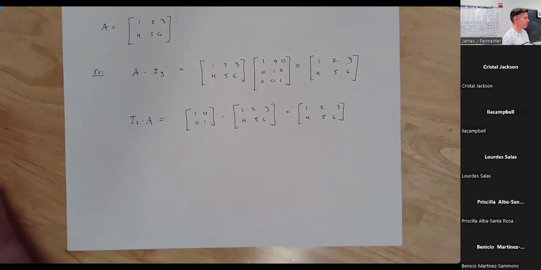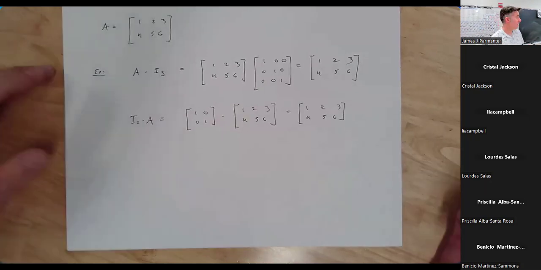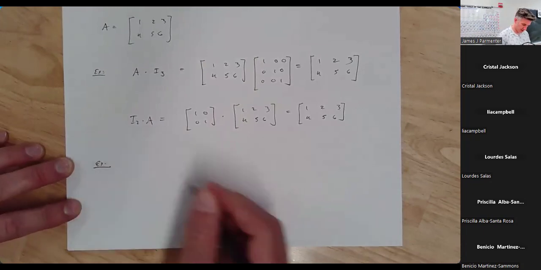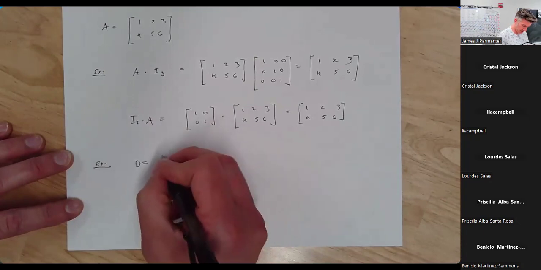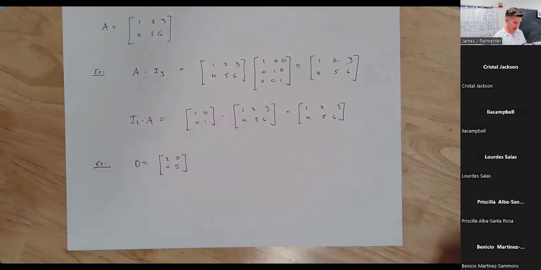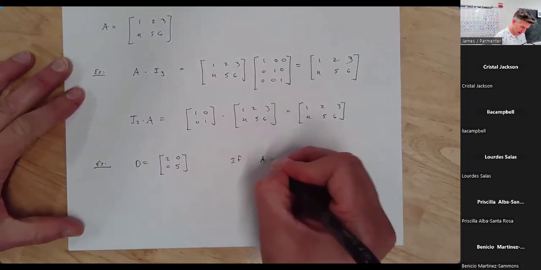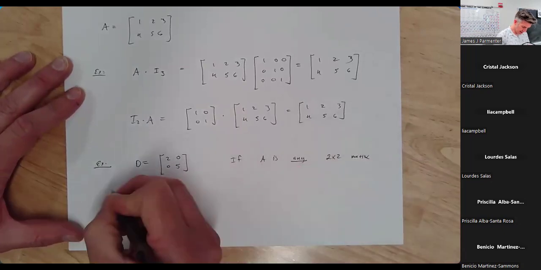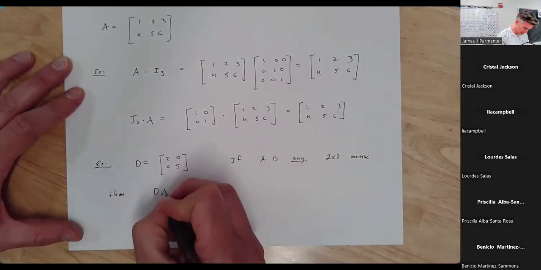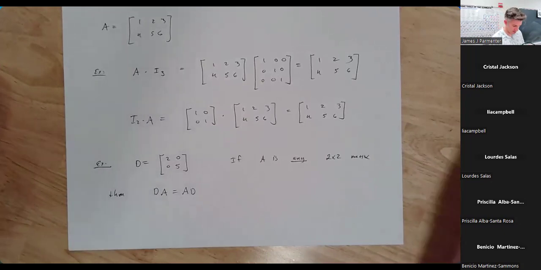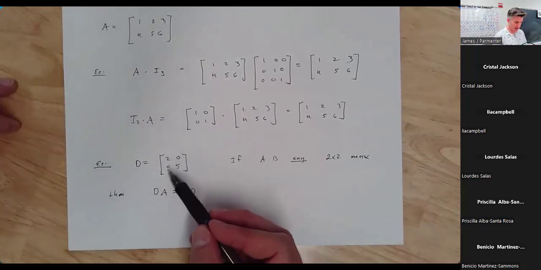It is also worth mentioning that, is it worth mentioning? Maybe not. I was going to say, diagonal matrices will commute with square matrices. So for example, just as an interesting point, the diagonal matrix D, let's say it's equal to 2, 0, 0, 5. If A is any 2 by 2 matrix, then it is true that D times A will equal A times D. And this is a special property of diagonal matrices, where everything not on the diagonal is 0.